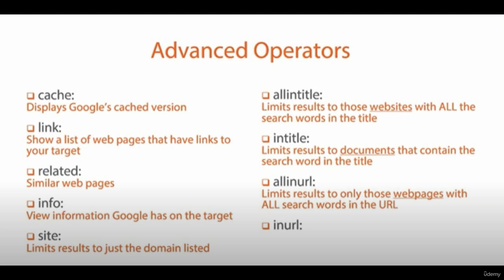Advanced options: allintitle limits results to websites with all the search words in the title, then intitle limits results to documents that contain the search word in the title, allinurl limits results to find all search words in the URL.